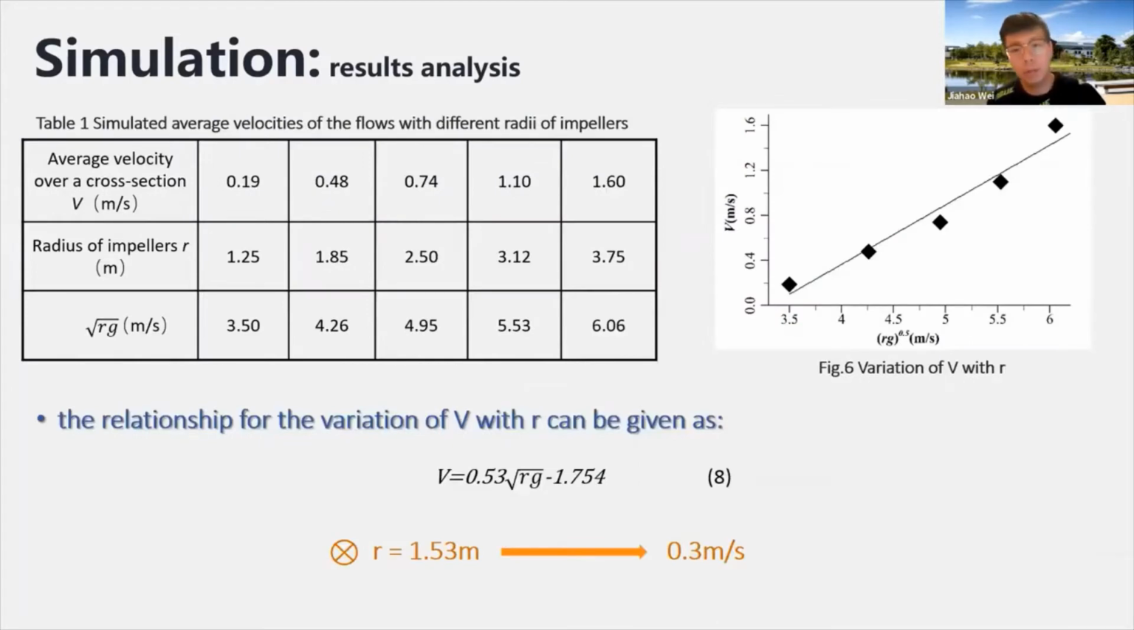Then, according to the results of dimensional analysis and simulation data, which is shown in table 1, the fitting line can be calculated, which is equation 8. And then the best radial size can be found. So the radial size of 1.53 meters can achieve the required cross-sectional average velocity, 0.3 meters per second, which is required for oxidation ditch design.